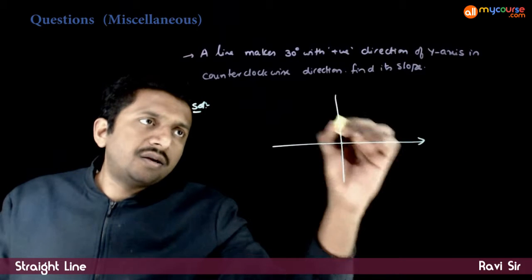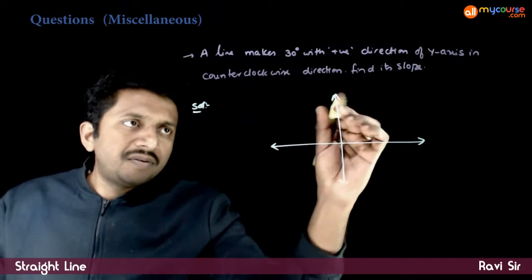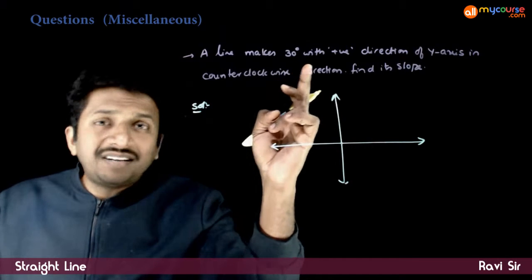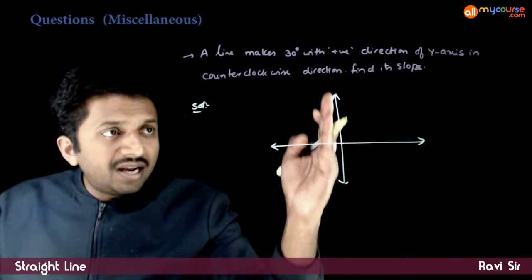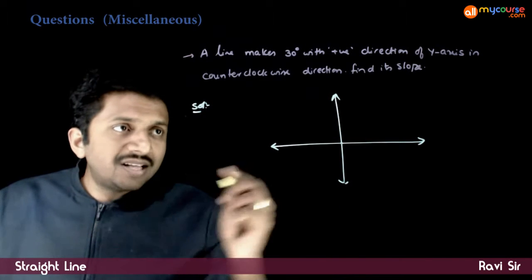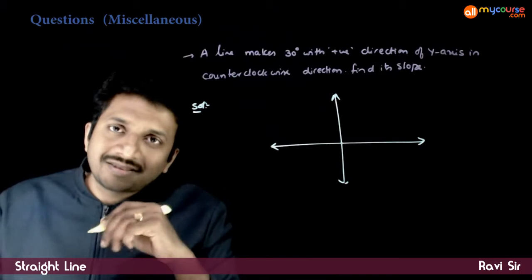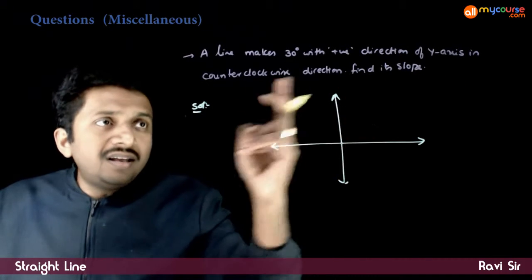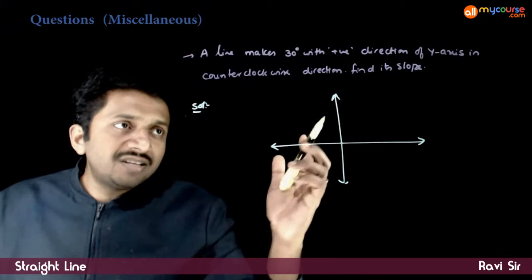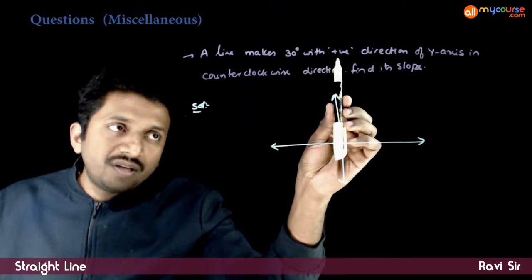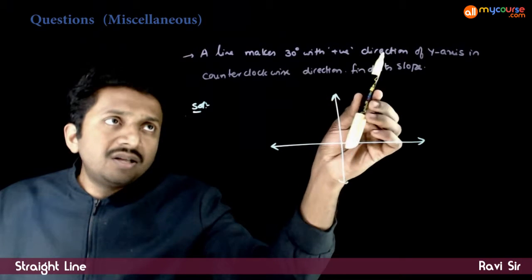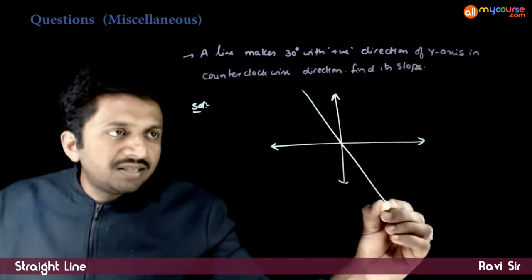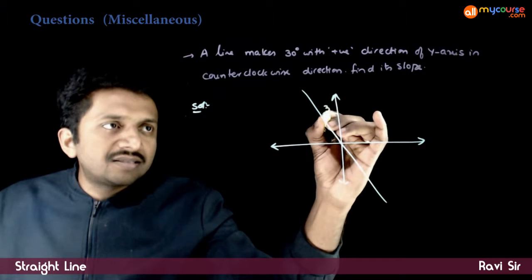So if you take the coordinate system, obviously this is the positive x direction. The line makes an angle of 30 degrees with the positive direction of y-axis. That means the line might be like this or like this. That is, the angle is 30 degrees with the positive direction of y-axis, but in the counterclockwise direction. That means the positive y-axis is being moved in the counterclockwise direction through an angle of 30 degrees. So the required line will be something like this, such that this angle is 30 degrees.